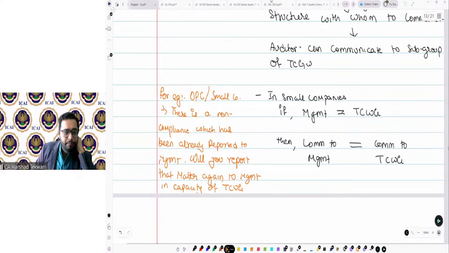What do you say? Will you still report the matter or not? Come on, guys. Will you still report the matter to those charged with governance or will you not? Or will you say that, okay, if it's reported, then done, matter over? What will you do?